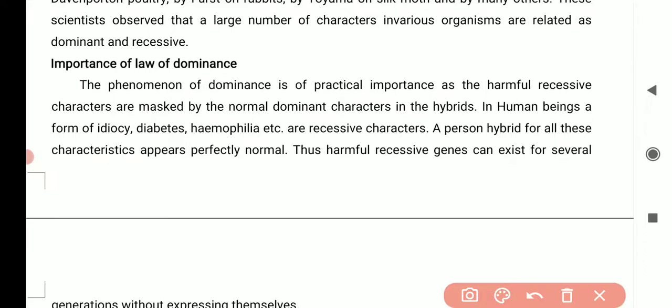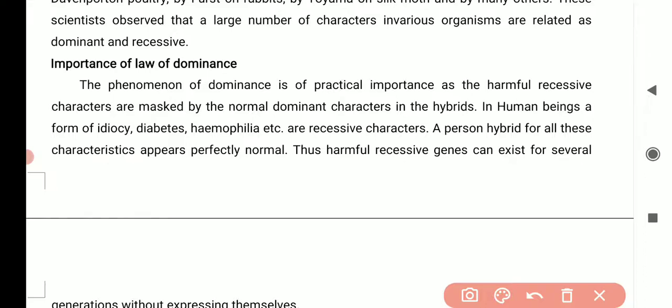So let's read out. The phenomenon of dominance is of practical importance as the harmful recessive characters are masked by the normal dominant characters in the hybrids. In human beings, a form of idiosyncrasy, this note is so funny, means stupid people. They have recessive genes. I don't think you should write this. A form of diabetes, hemophilia. Hemophilia is a disease where your blood doesn't clot. So some people are prone to diabetes. Some people are not prone because maybe they have the dominant gene which is not prone.